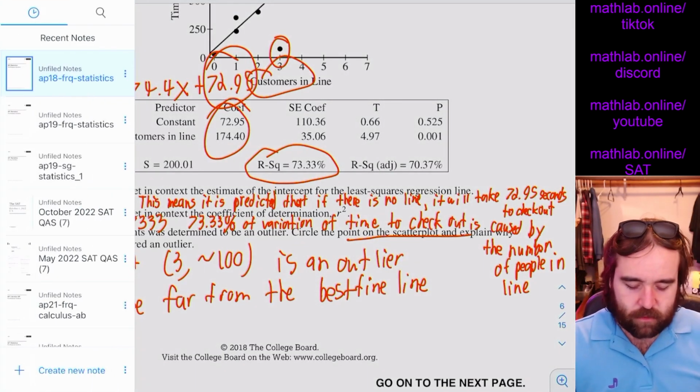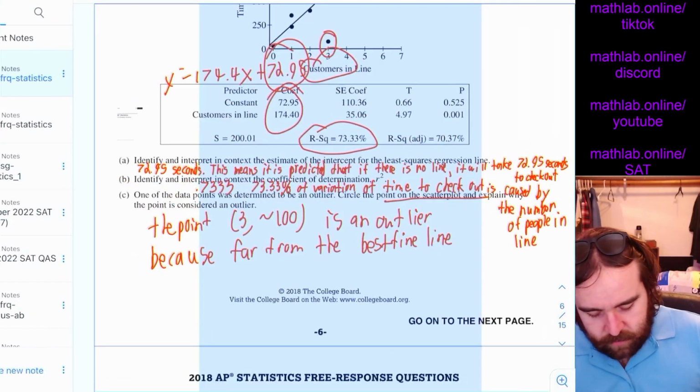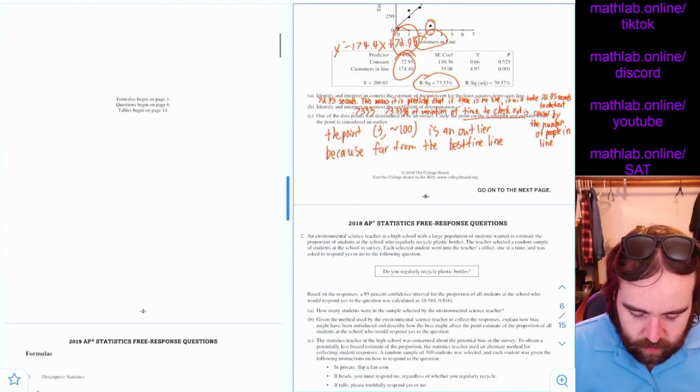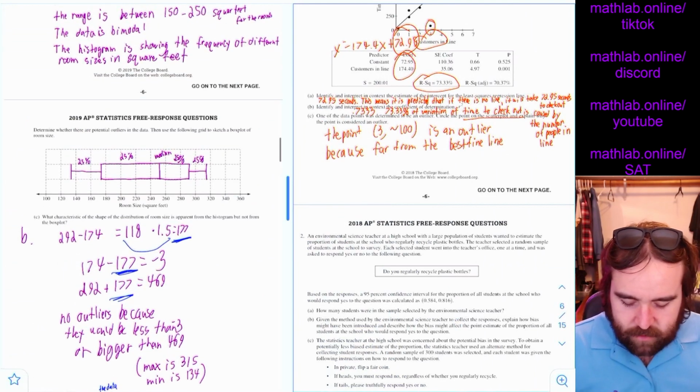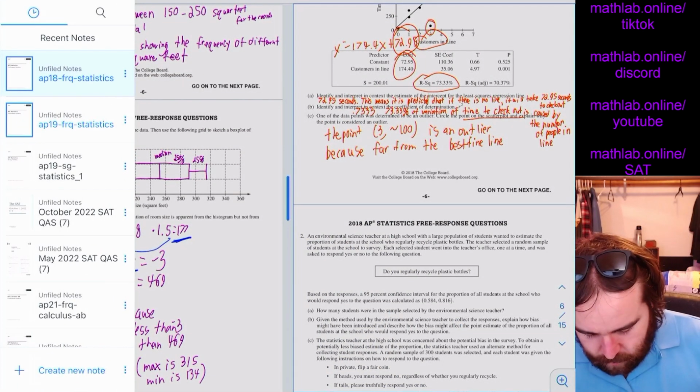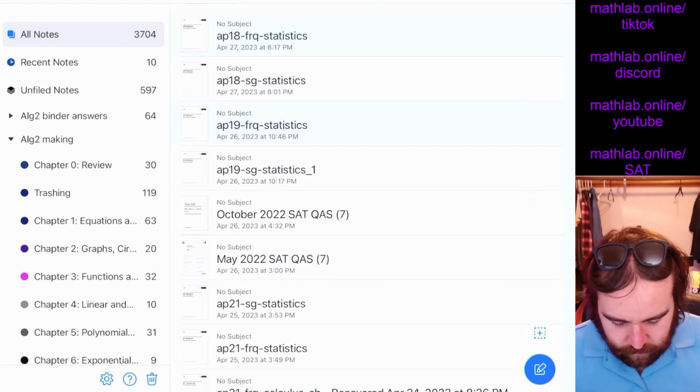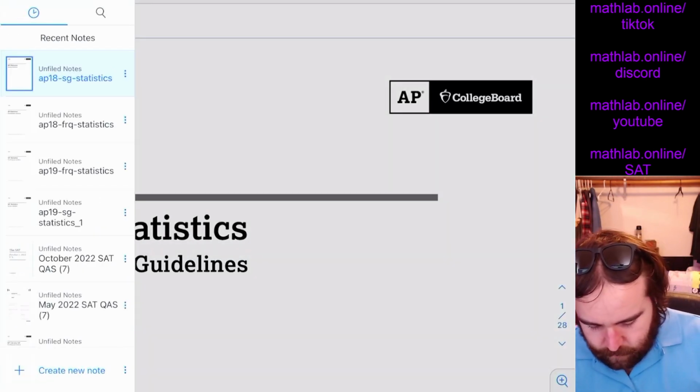Alright, let's look at the answers. So we'll see what they said. I'm sure there's lots and lots of different possibilities. They really just want like a percent, like caused by. I think they're happy with the caused by. I don't have the scoring guidelines over here though. Okay.